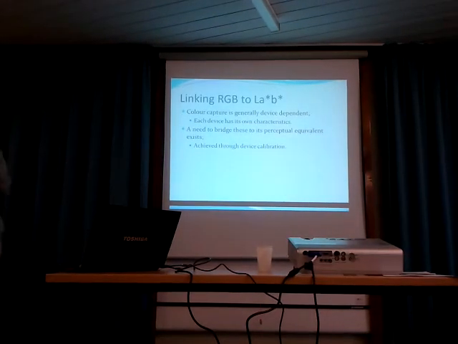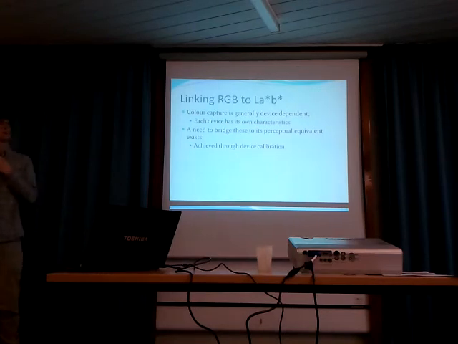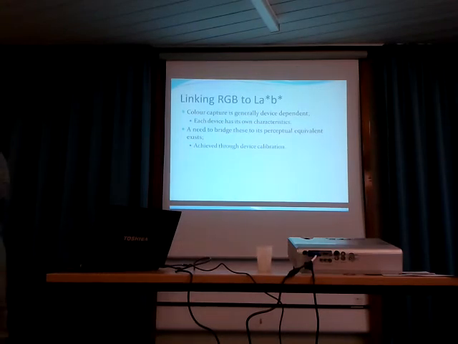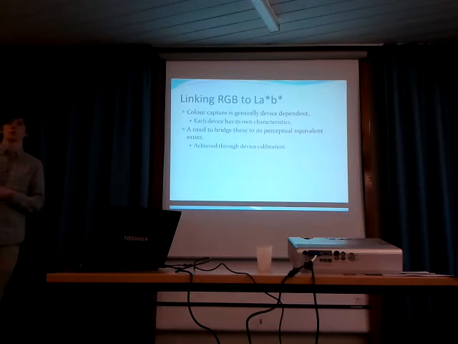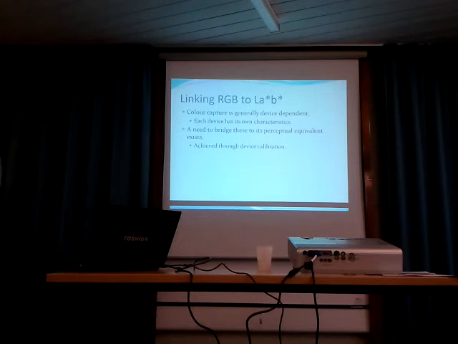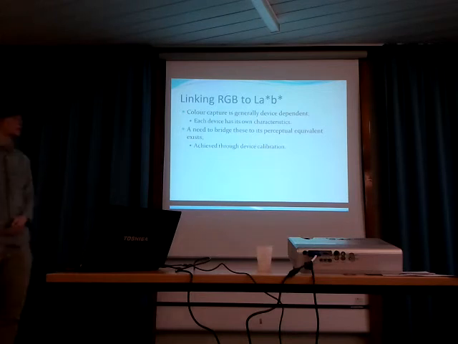So if we have LAB, we know it's perceptual, but all our data is recorded in RGB, which isn't perceptual. We need a method to convert the two so that we can actually use the RGB data. Now, to do this, I've just said we achieve it through device calibration. So that means we can turn the RGBs into their equivalent LABs, and so we can understand the perceptual significance of any colors.